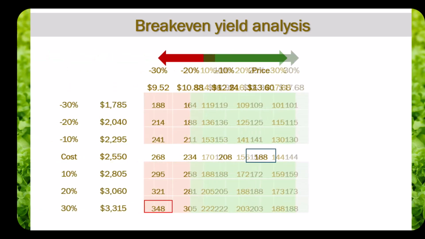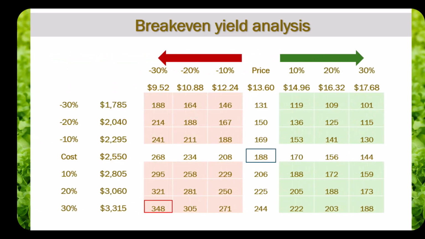On the flip side, in an optimistic scenario where price rises and cost decreases by 30%, the farm will only need to produce around 100 pounds of spinach to cover its costs. This financial analysis underscores the critical importance of price and cost management in maintaining profitability, as small changes in these variables can significantly affect the yield needed to achieve financial sustainability.